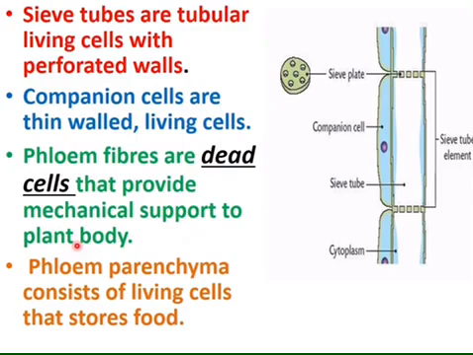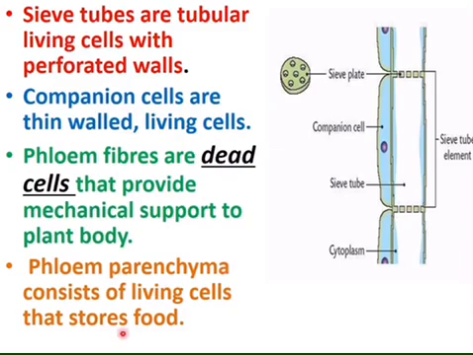As I have told you before also, whenever the cells are dead, they will always provide mechanical support to the plant body. So phloem fibers are dead cells. That is why they will provide mechanical support to the plant body. Now the fourth component, phloem parenchyma, also consists of living cells and stores food.